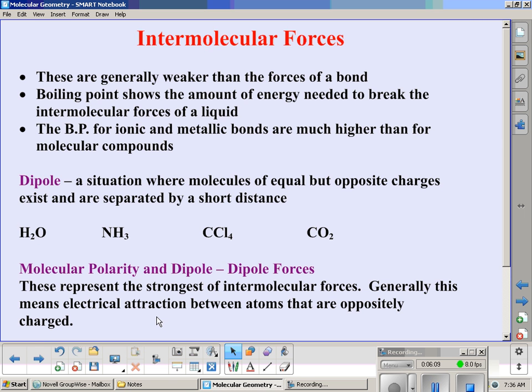Okay, molecular polarity and dipole forces. These represent the strongest of intermolecular forces. Generally, this means an electrical attraction between atoms that are oppositely charged. You could have a hydrogen with a positive charge on it, and maybe an oxygen with a negative charge on it. And yes, they're bonded together to be neutral, but if you remember from electronegativity, one atom is seen as having a stronger pull on the electrons than the other. And so that sets up a situation where one end of a molecule might be more positively charged and the other end might be more negatively charged. And that's how we get these dipoles set up, or this molecular polarity and dipole-dipole forces.